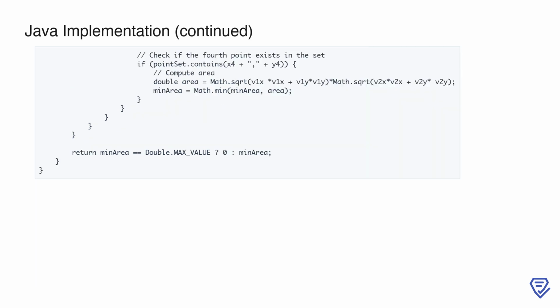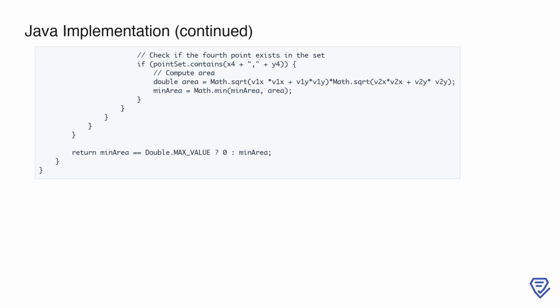Now, with the coordinates of the fourth point x4 and y4, we check if this point exists in pointSet. This ensures that the 4 points form a valid rectangle. If the point is present, we calculate the area of the rectangle. The area is determined by multiplying the lengths of the two orthogonal vectors v1 and v2, which we compute using the Pythagorean theorem. Once we have the area, we compare it with the current min_area and update min_area if the current area is smaller.